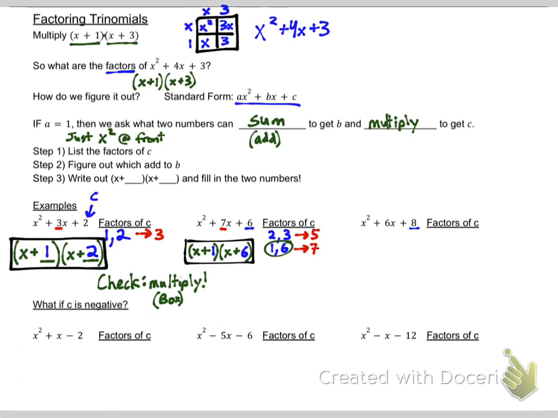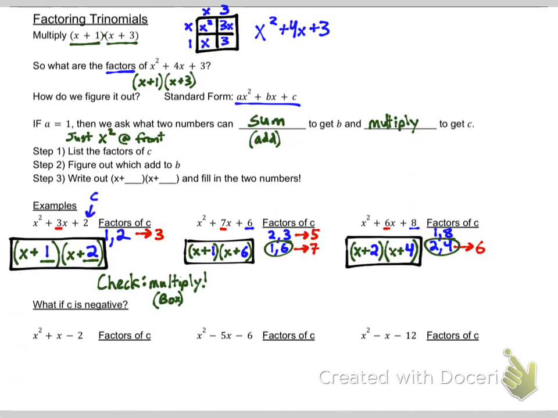Here for this next one, go ahead and list the factors of 8. Did you get 1 and 8 and 2 and 4? Well, we want the ones that add to 6. That's going to be 2 and 4. So x plus 2 and x plus 4, and we have factored that trinomial.